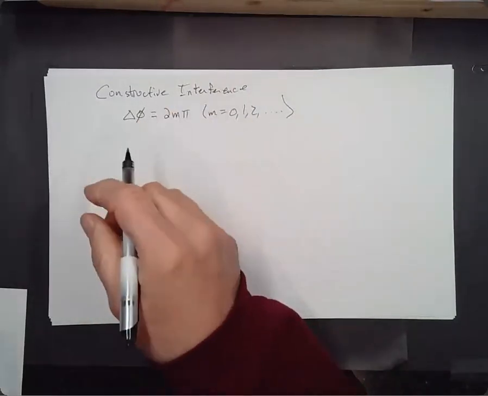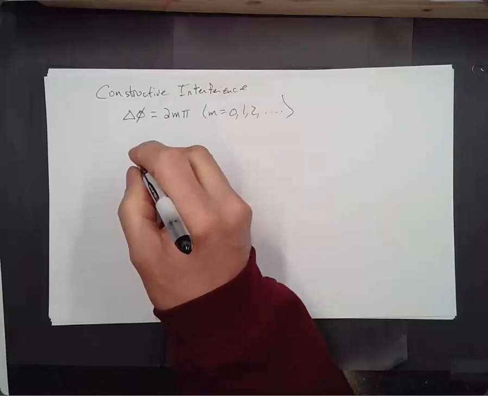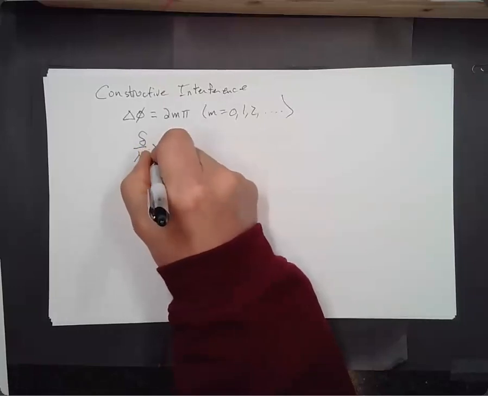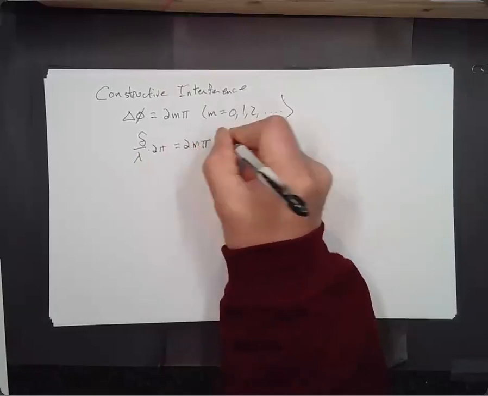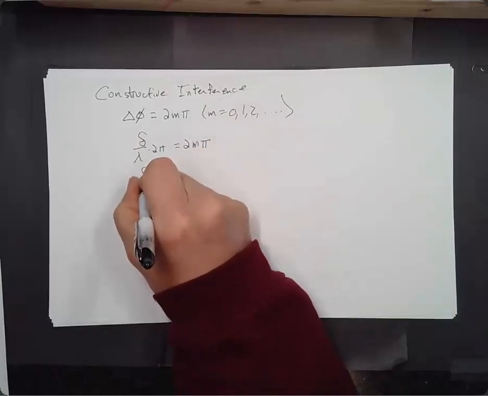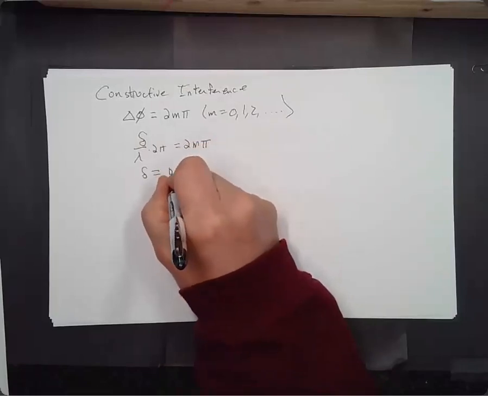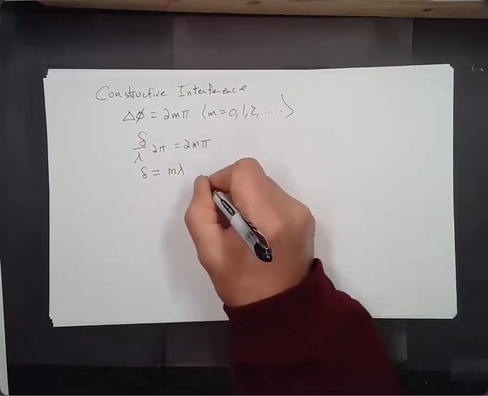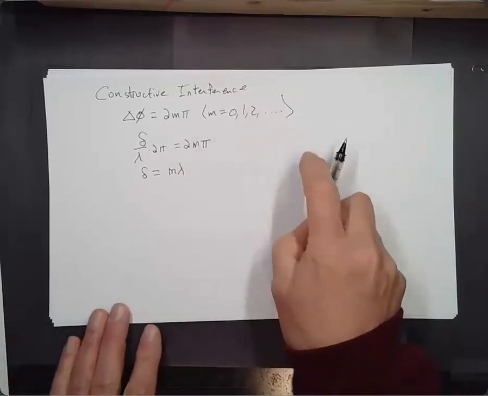And again, the delta that shows up in that case, well, let's see. If delta over lambda times 2 pi is going to equal 2m pi, well, we can take a 2 pi out of each one, and it turns out that if the path length difference, that's what delta is, is equal to an integer number of wavelengths, then we get constructive interference. You get the waves matching up really nicely and adding together constructively.